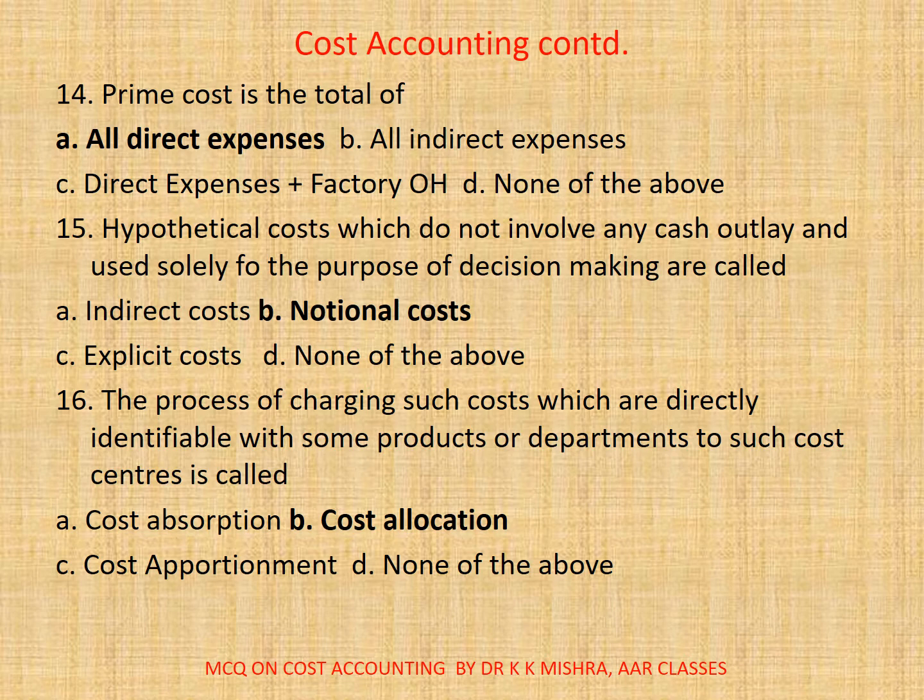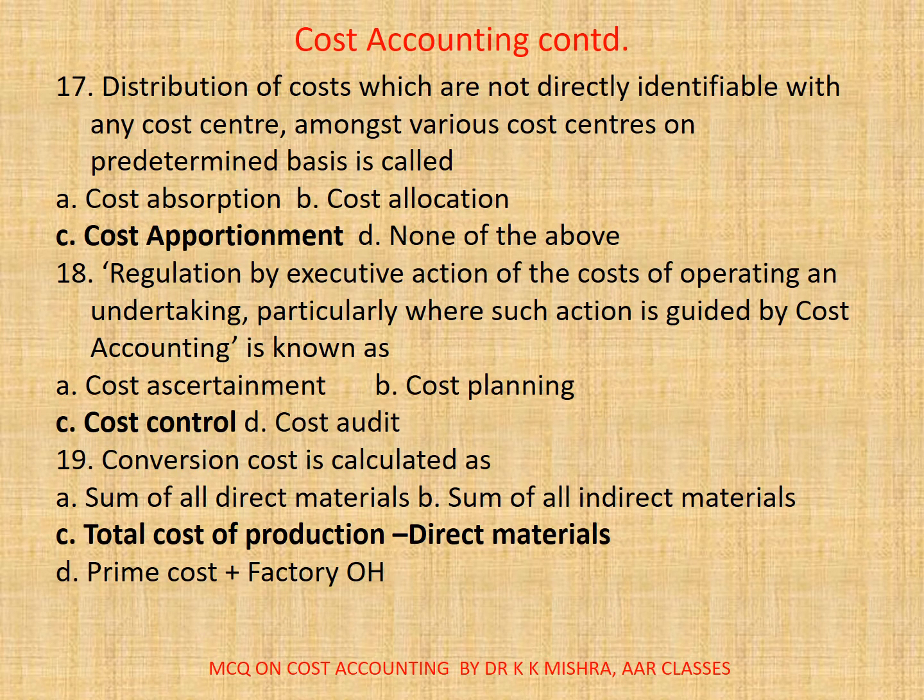Notional costs. 16. The process of charging such costs which are directly identifiable with some products or departments to such cost center is called A. Cost absorption. B. Cost allocation. C. Cost apportionment. D. None. The correct option is B. Cost allocation.